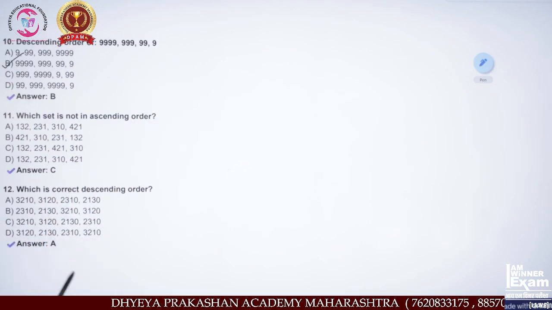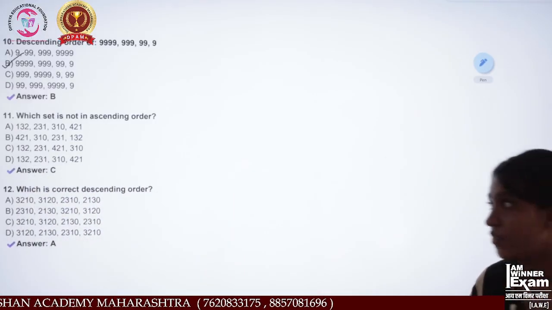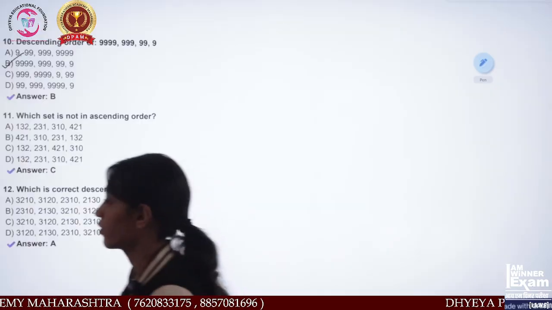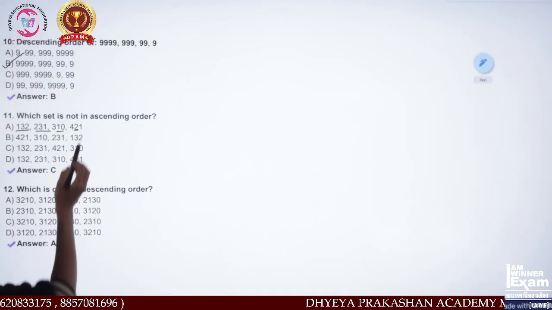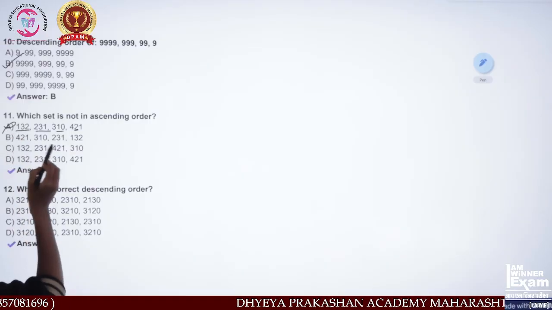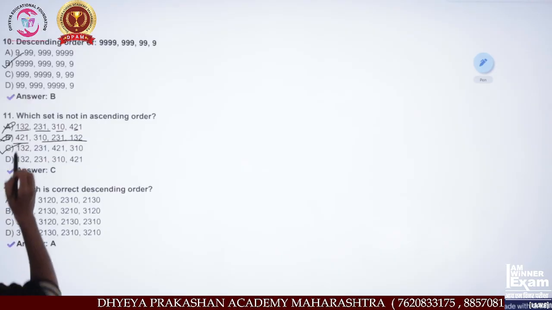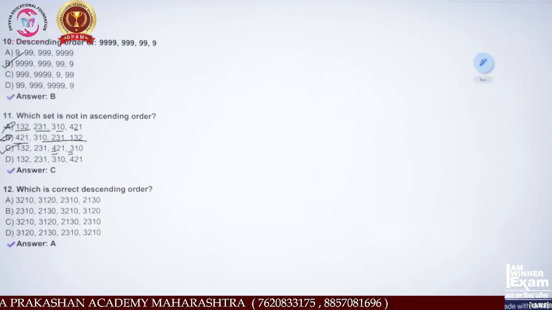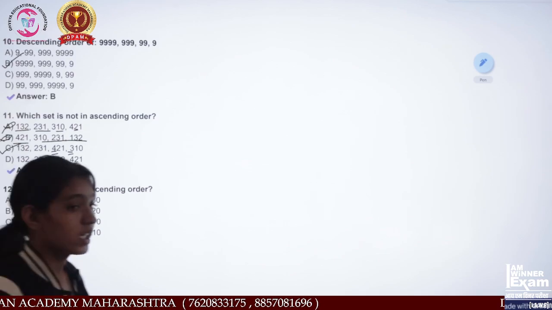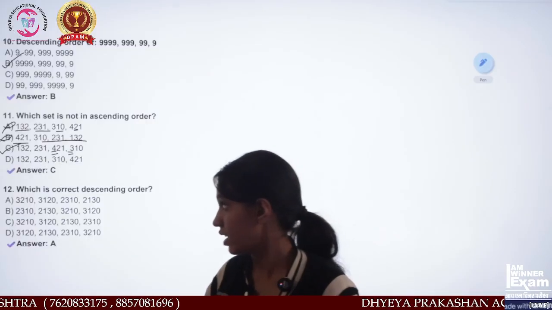Which set is not in ascending order? We have to find the set that is not in ascending order. First of all, let's find out which sets are in ascending order. 100. It is in ascending order. It is incorrect. Also, ascending order, it is also incorrect. It is not in ascending order because, as you can see, 4 comes before the 3. That means 3 should be first. That means option C is the incorrect one.